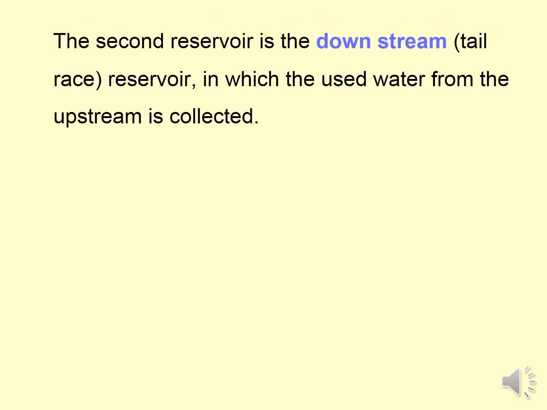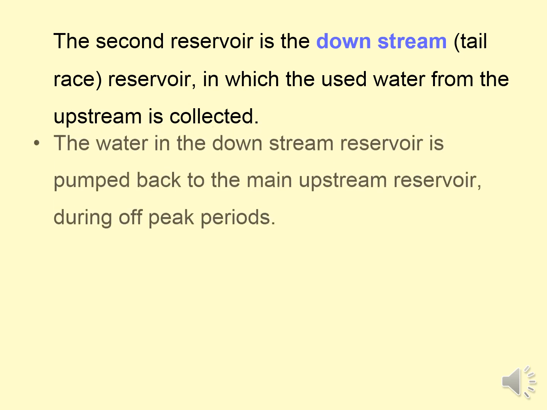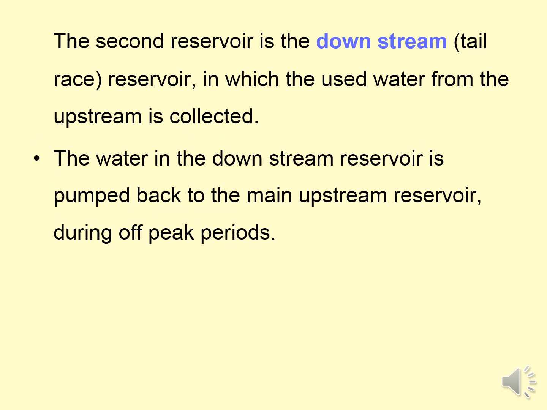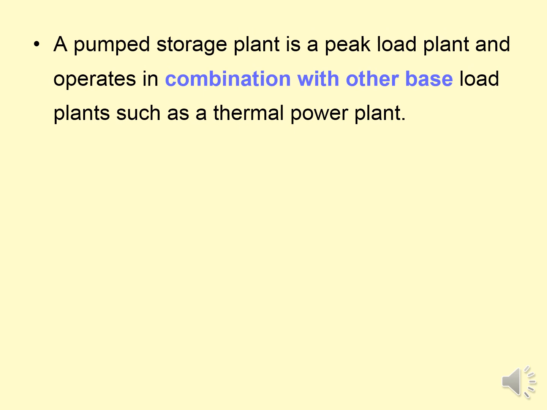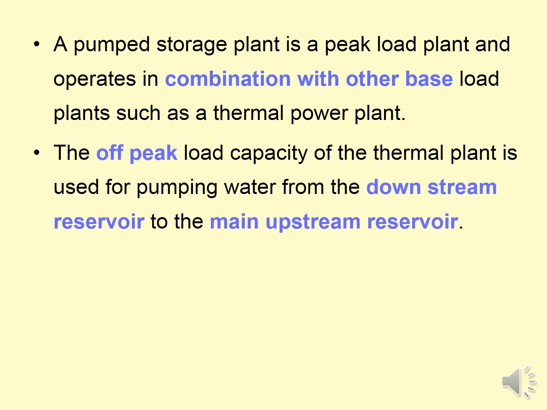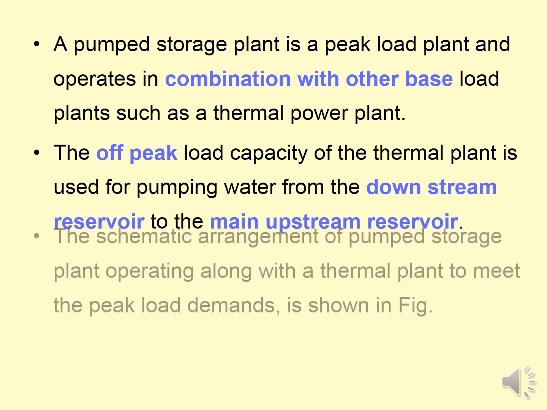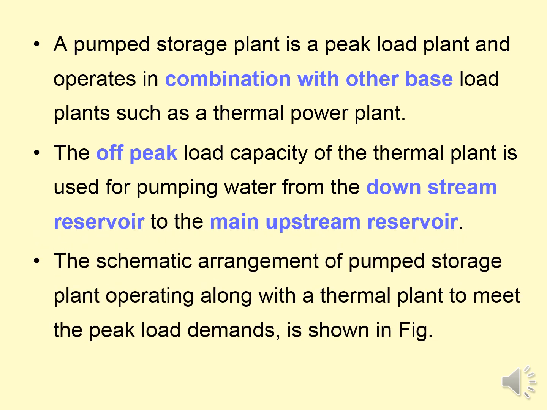The second reservoir is known as the downstream reservoir, in which the used water from the upstream is collected. The water in the downstream reservoir is pumped back to the main upstream during the off-peak periods. This facility makes use of excess water during the peak. The pumped storage is a peak load plant. It operates in combination with other base load plants such as thermal power stations. The off-peak load capacity of the thermal plant is used for pumping the water from the downstream reservoir to the main upstream. The schematic arrangement is shown already.